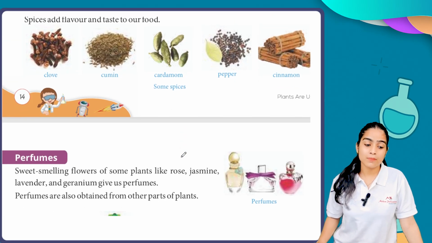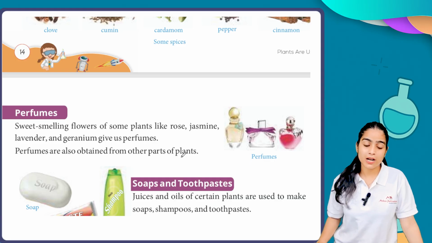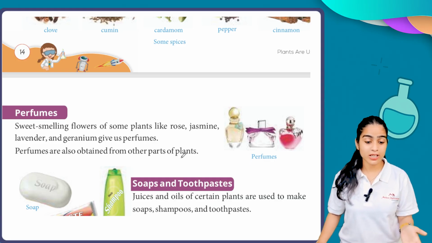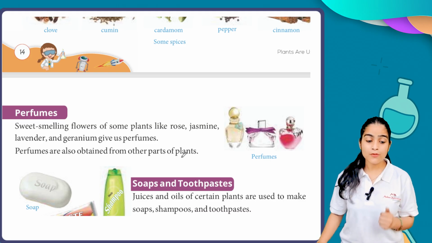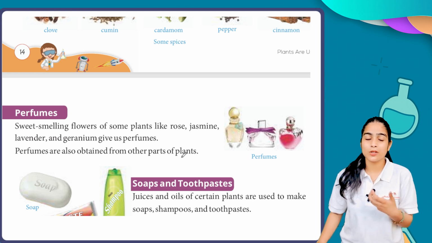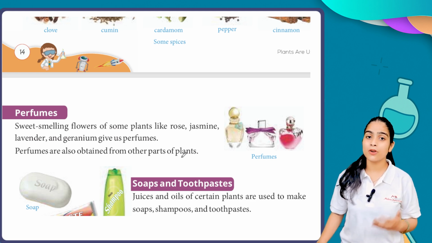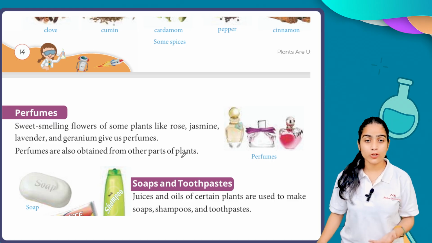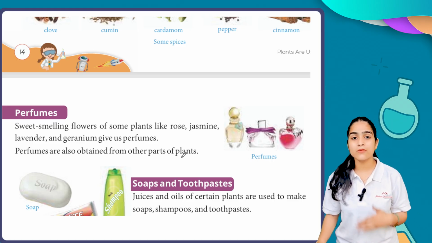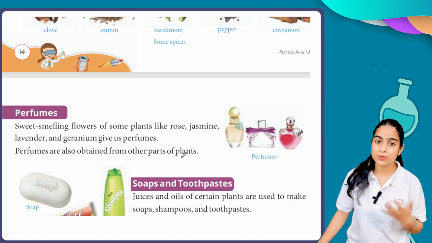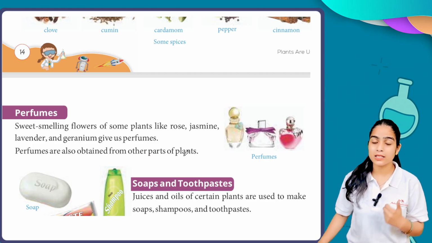Now we have perfumes. Sweet smelling flowers of some plants like rose, jasmine, lavender, and geranium give us perfume. Perfumes are also obtained from other parts of plants. So the perfumes which we use to smell good are also available from plants only. Now you can understand the different uses we have of plants in our day-to-day life.